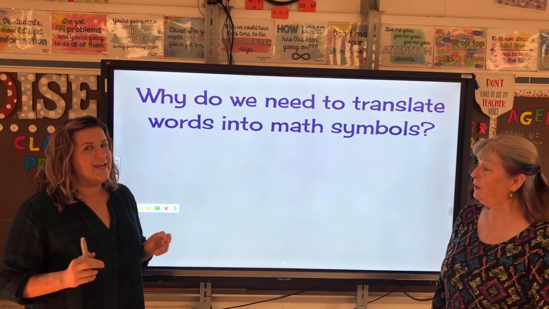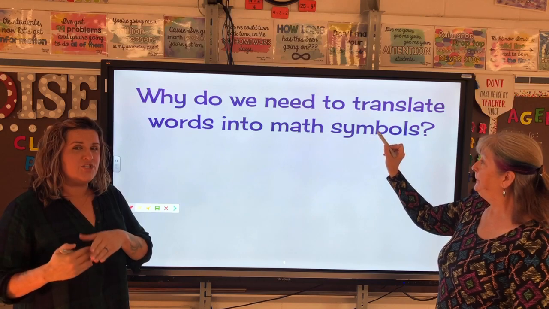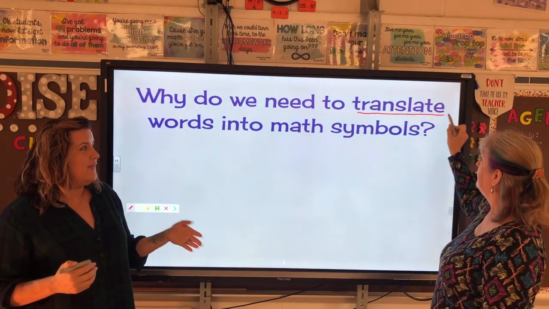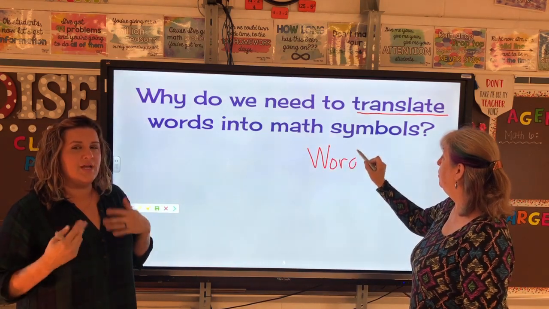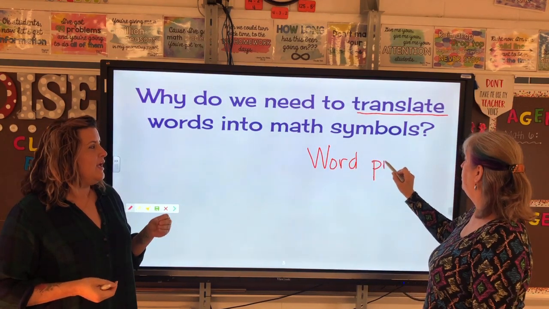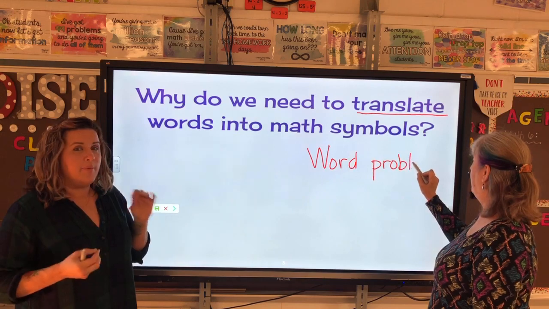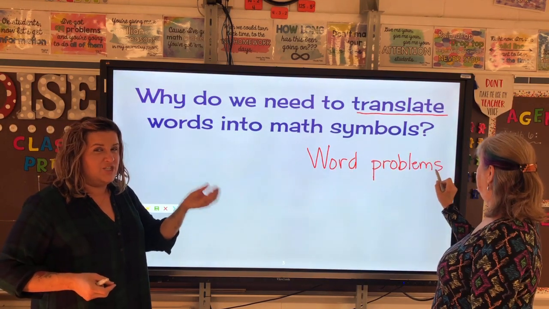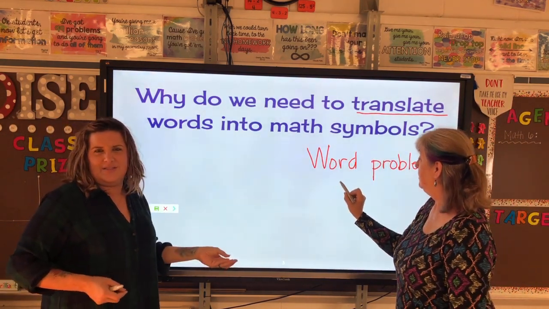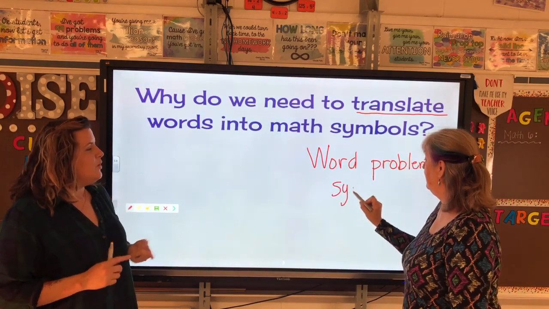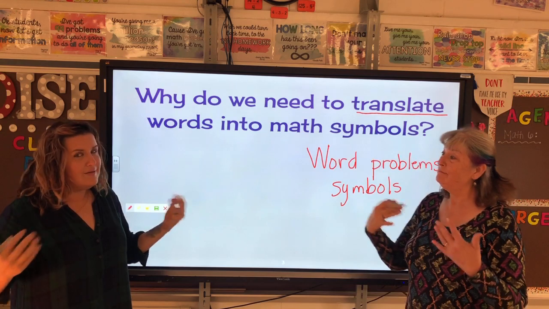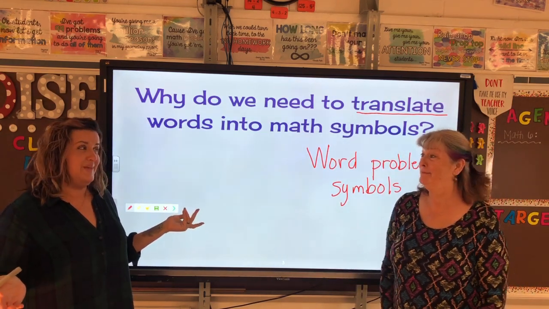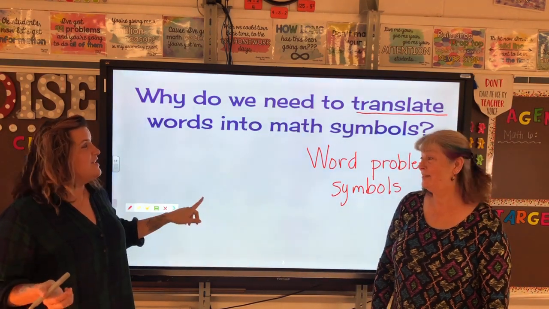So translating means I'm taking something from one language and putting it into another, right? When we do verbal translations, we're taking a number problem written in words and turning it into a problem written in numbers. We use it in word problems, when we're looking at the symbols, and during algebra, because it's a thing we have to do.